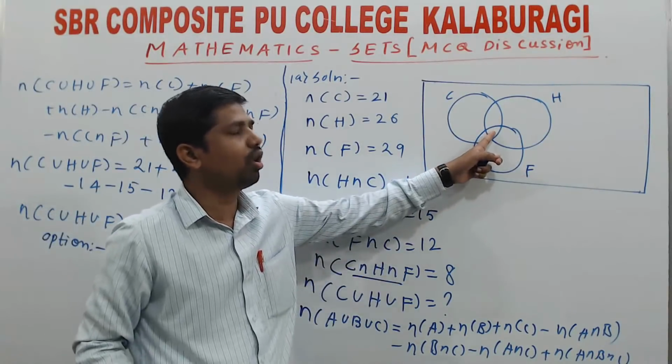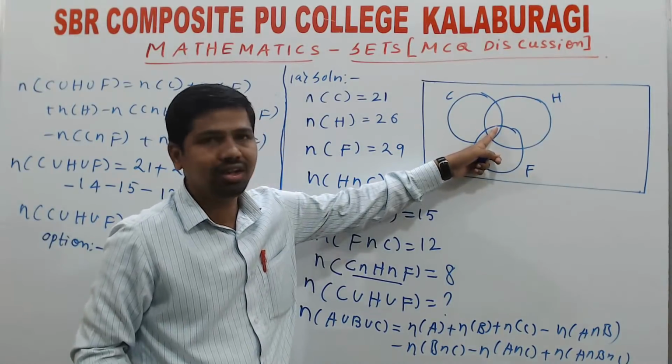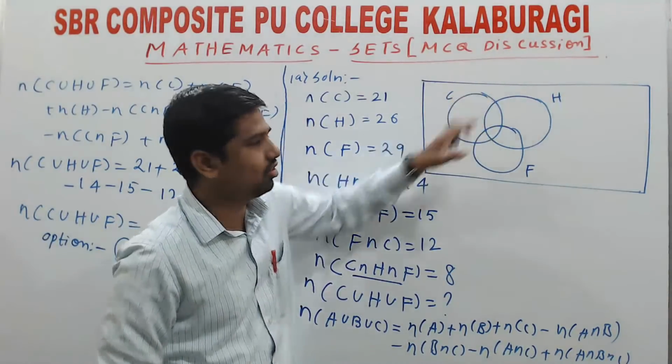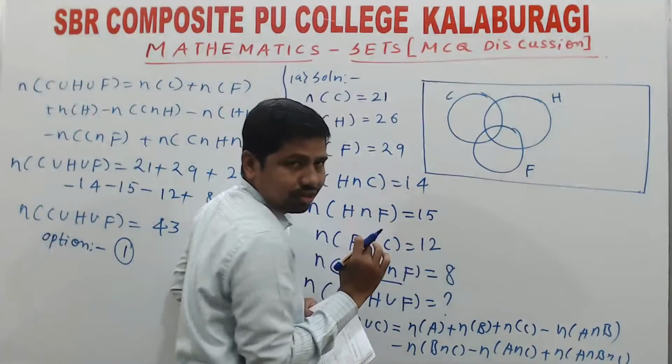So this region is common for all the three sets, right? This is C intersection H intersection F. This is C intersection H. This is F intersection H. This is F intersection C, right?